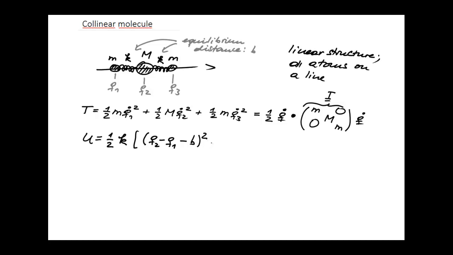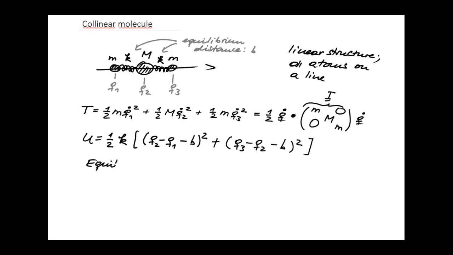Same for the second elastic spring. There we have the distance between the right atom and the central atom is Q3 minus Q2. And then we subtract from that the equilibrium length of the spring, b, and this deviation squared times 1/2 k is the potential energy of the second elastic spring.